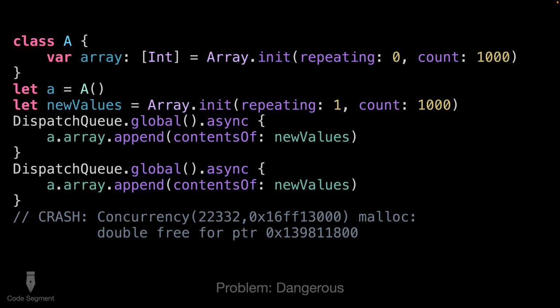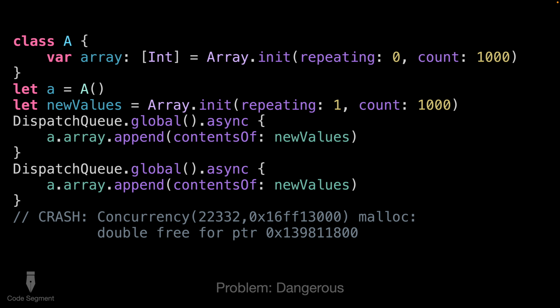Now, let's say that we want to send this dispatch queue global async a.array.append contents of new values. Basically, let's say we want to modify this array and add all these 1,000 ones onto it, right? Now let's say we decide we want to do that twice, but it's going to take a long time. It's 1,000 values, right? We don't want to wait for that, right? So we're going to just do it at the same time, okay?